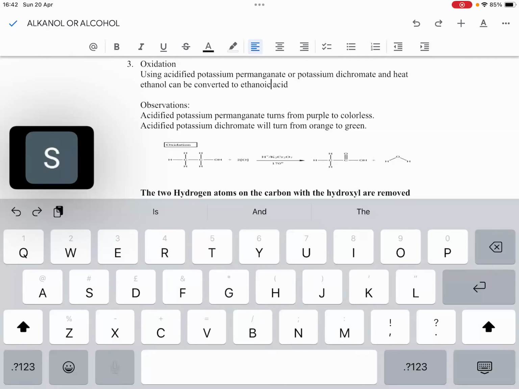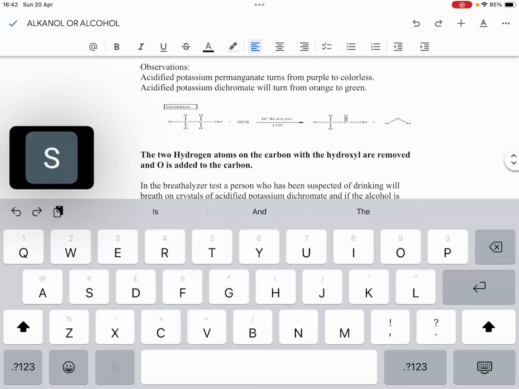So if we use ethanol and we boil it with acidified potassium permanganate, the permanganate turns from purple to colorless. If we're using acidified potassium dichromate, it turns from orange to green.